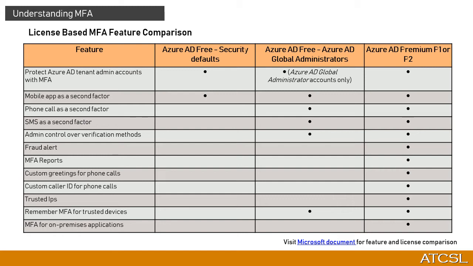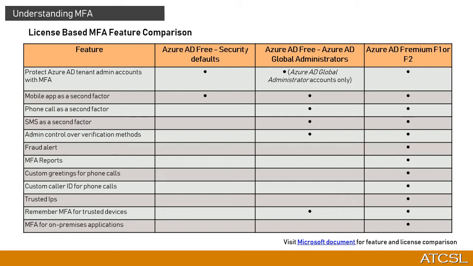Same thing is with the global administrators for the Azure AD Free account. But additionally, what you're also getting is the phone call as a second factor and also the SMS as a second factor. It all depends how it has been configured. But these are additional features that you get for the global administrators when using the Azure AD Free version. Additionally, there are other two features that are available in the free version just for the global administrators. One is the admin control over the verification methods and also to remember the MFA for the trusted devices. So as an end user, you do not have the flexibility to choose your own MFA method, okay? Because you don't have the options to do that.